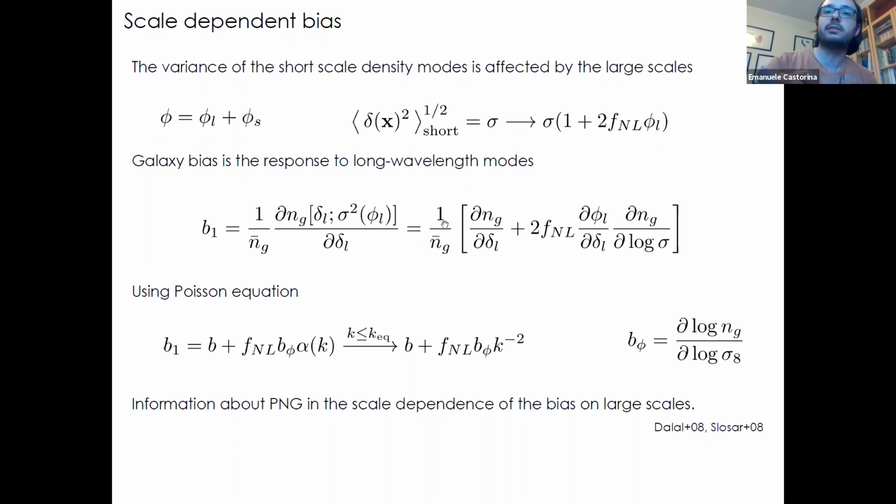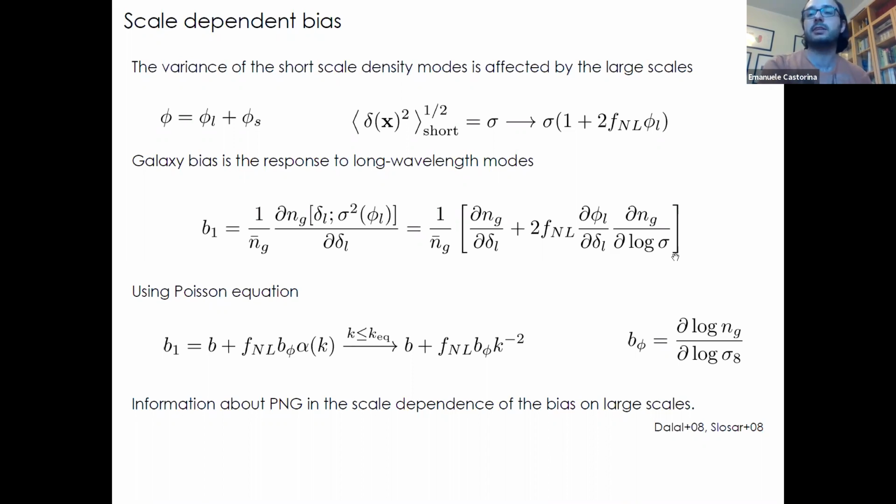So the variance of the small scales, this delta squared short, the average over the short modes, which we call sigma, is now affected by the presence of the long wavelength mode phi. And so it's rescaled to 1 + 2 times FNL phi long. What that means is that when we define the bias, this unknown coefficient, which is nothing else than the response of the galaxy field to the presence of the long wavelength mode, now you pick up an extra term. So there is this first one here, and then there is an extra contribution, which is proportional to FNL, which is nothing else than the change of the number density of objects with this local rescaling of the small scale variance of the modes because of the presence of primordial non-Gaussianities.